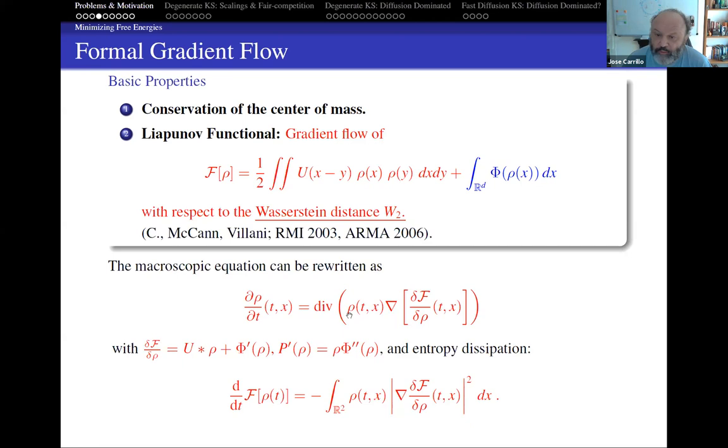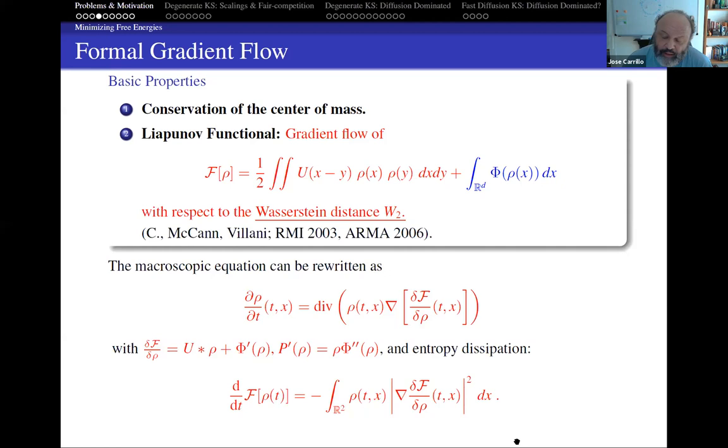Okay, so at least formally, if you just compute the time derivative of the free energy functional along solutions of that PDE, you can see that you have a dissipation. The free energy is dissipated, where the entropy dissipation is given by that formula.